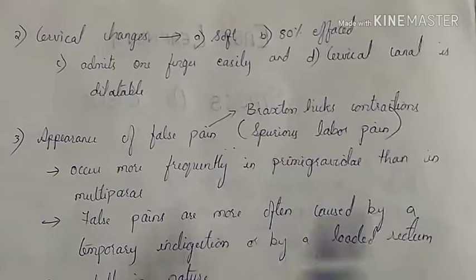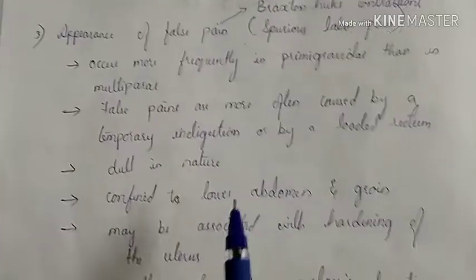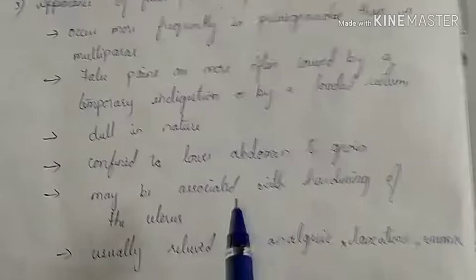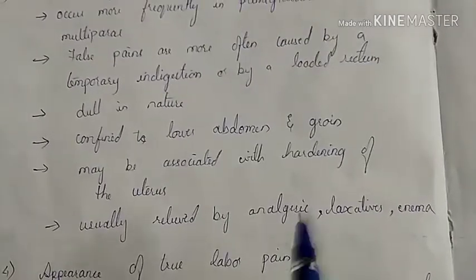False pain is more often caused by temporary indigestion or by a loaded rectum. It is dull in nature. It is confined to the lower abdomen and groin. It may be associated with hardening of the uterus. Usually, this pain is relieved by analgesics, laxatives and enema.